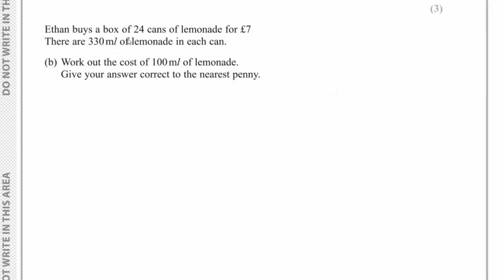Ethan buys a box of 24 cans of lemonade for £7. There are 330 millilitres of lemonade in each can. We have to work out the cost of 100 millilitres of lemonade. Give your answer to the nearest penny.